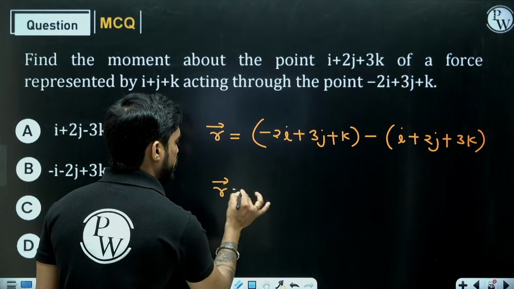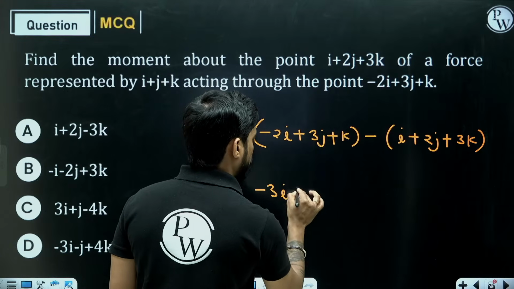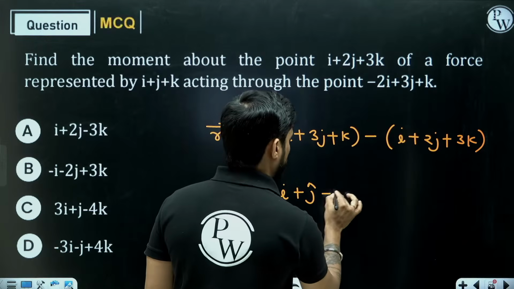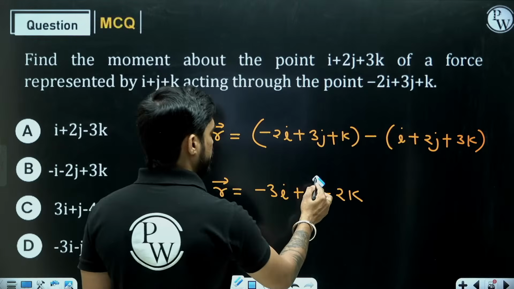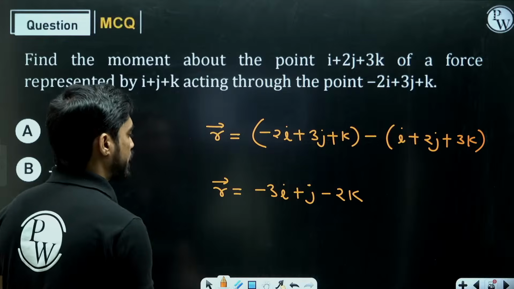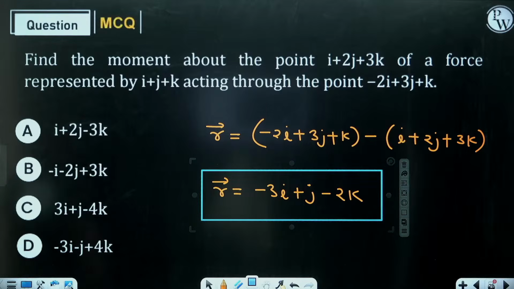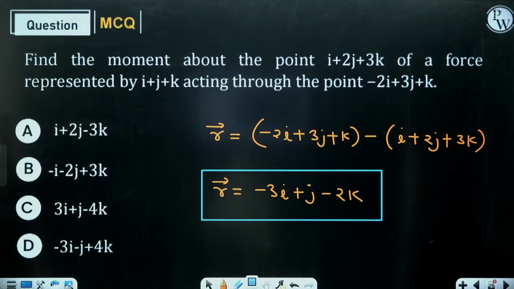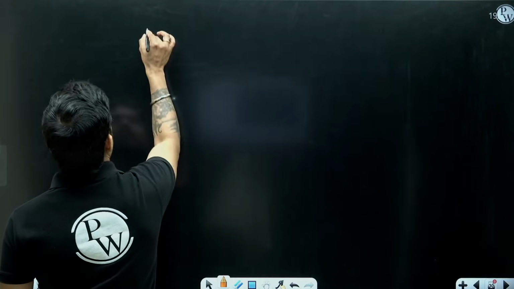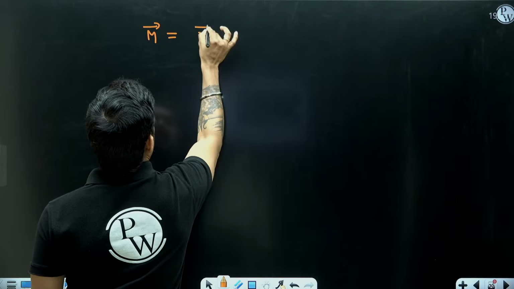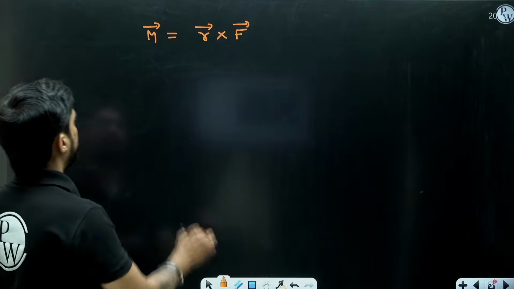So what will be the position vector now? It will become minus 3i plus j minus 2k. So we have got the position vector minus 3i plus j minus 2k. Now we need to calculate the moment vector. How do we find the moment vector? Moment m is equal to r cross f. m is a vector, r is a vector, f is also a vector.